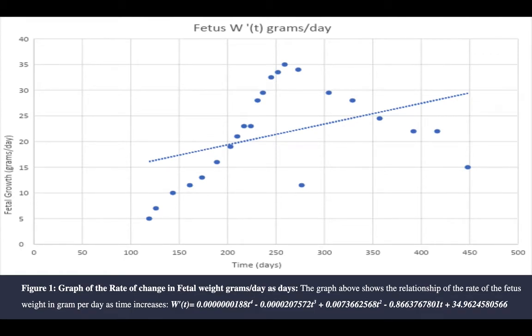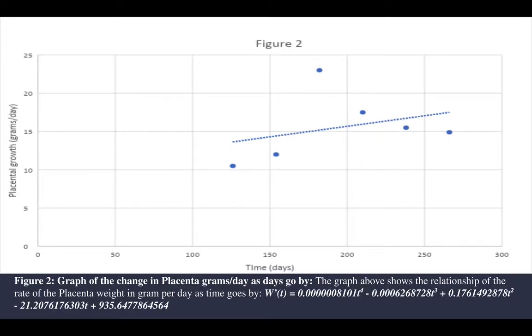This is figure 1. The graph above shows the relationship of the rate of the fetus weight in grams per day as time increases. And there you see the equation for this graph. Moving on. Figure 2. The graph above shows a relationship of the rate of the placenta weight in grams per day as time goes by. And there you see the equation for this graph.